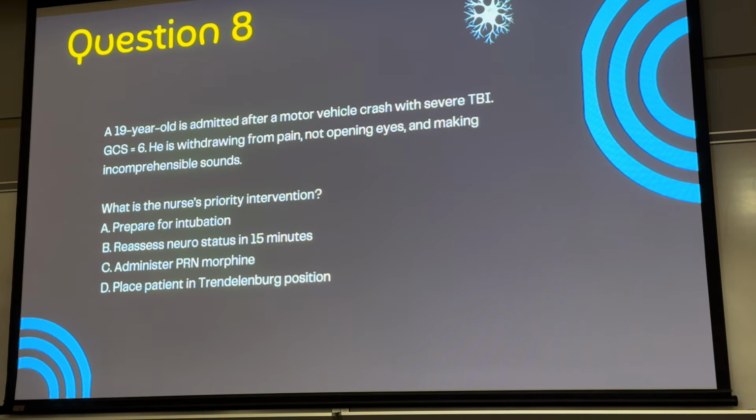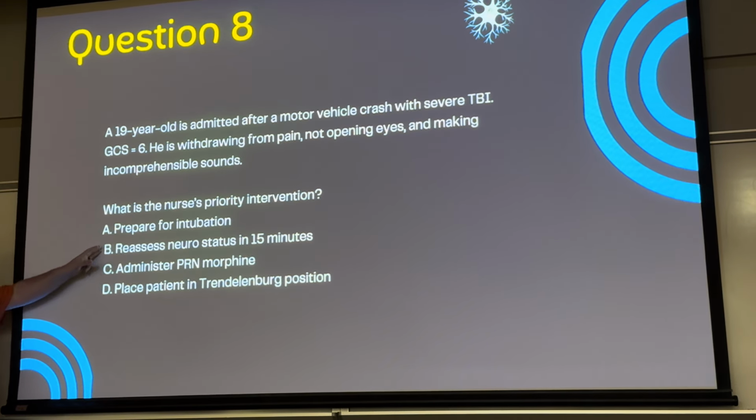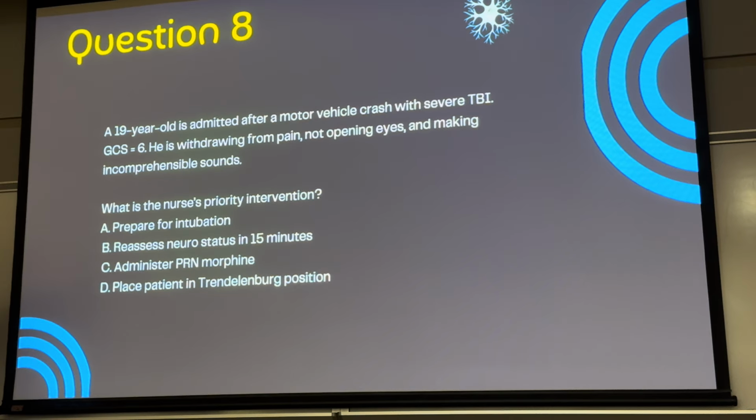19-year-old is admitted after a motor vehicle crash with severe TBI. Got a GCS of 6. He's withdrawing from pain, not opening his eyes, and making incomprehensible sounds. What is my priority intervention? Reassess neuro status in 15 minutes. Can I wait 15 minutes if my GCS is 6? Remember that it's a severe GCS, okay?